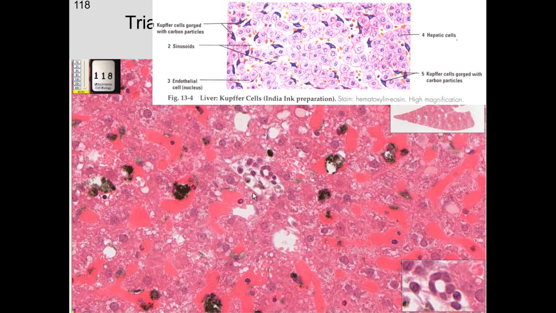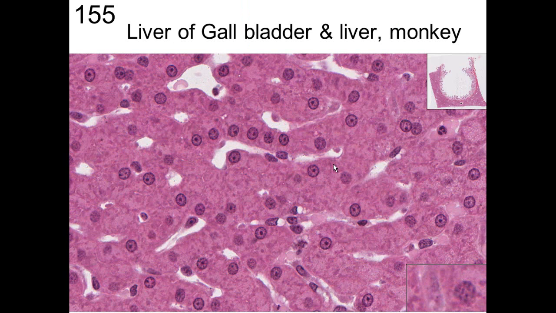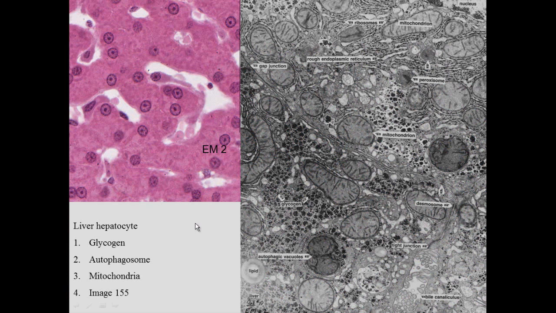Here we can see a higher mag of that with the Kupffer cells showing you the carbon deposition inside there. So the macrophage cells were eating the carbon material that allows you to visualize them. Here we can see the sinuses as well as the hepatocytes, a big nucleus and a nucleolus that we see there, and endothelial cells lining these sinuses.